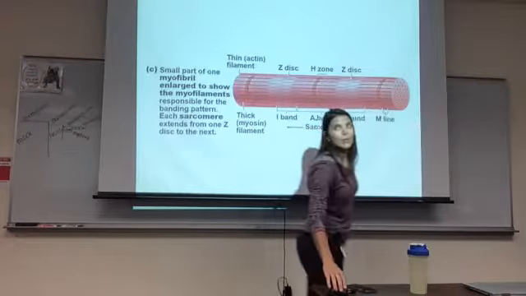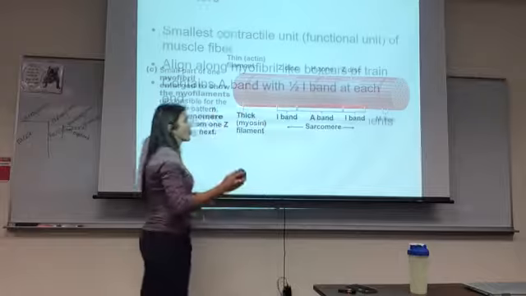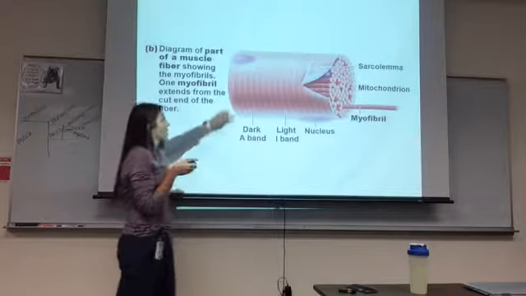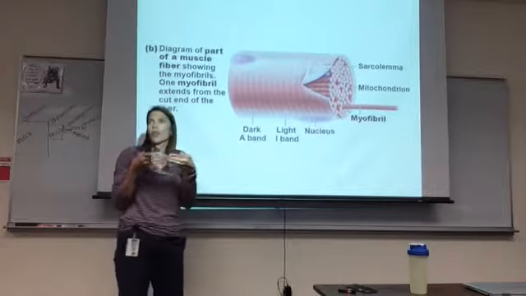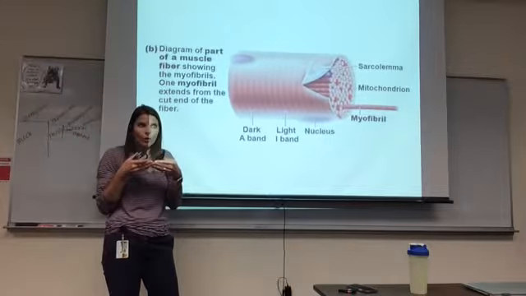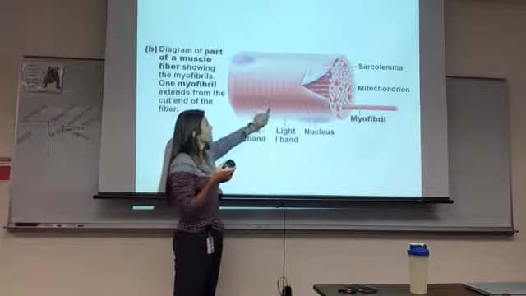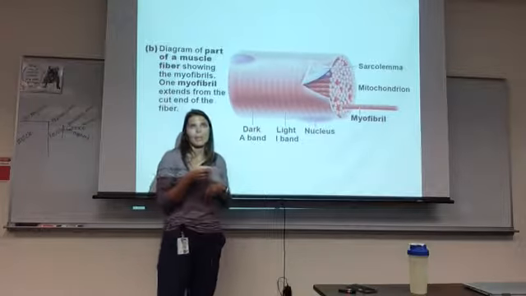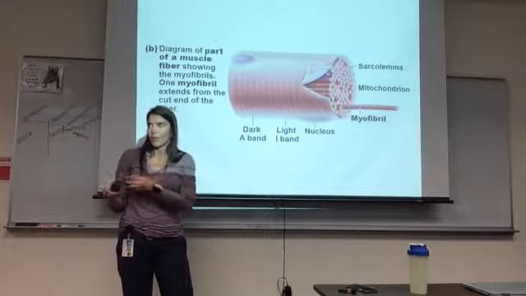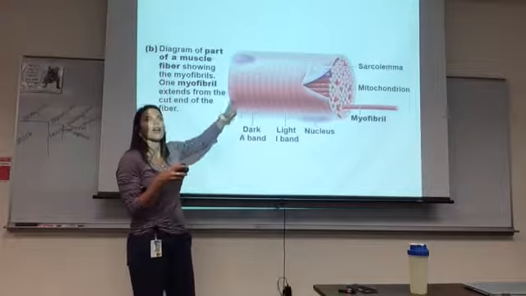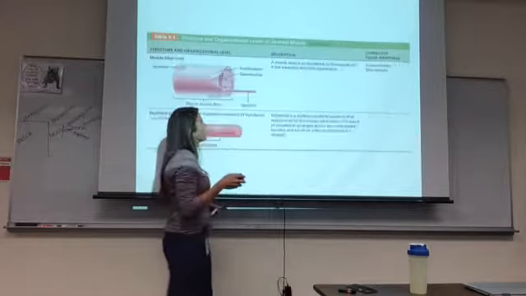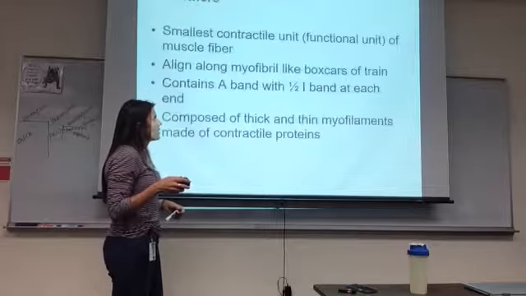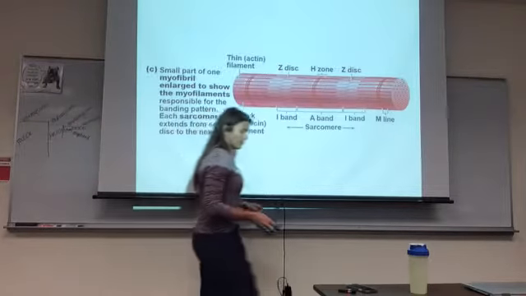I'm going to go back to a picture real quick just to show you what I'm looking at. Right here, this A band is where thick and thin filaments are overlapping. That's why it's darker. This I band is just where there's only thin filaments. That's why it's lighter. That's what causes these striations, these stripes. Okay, now let's apply it to what you know already.